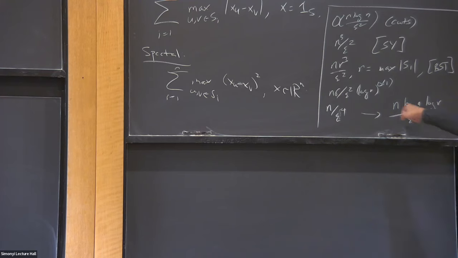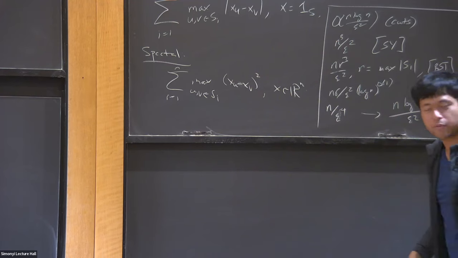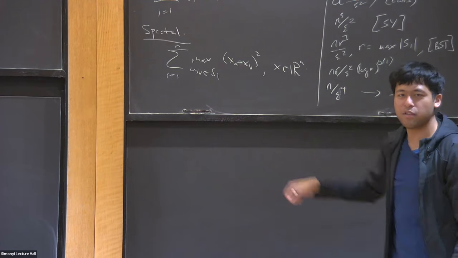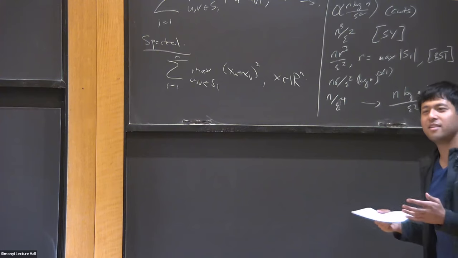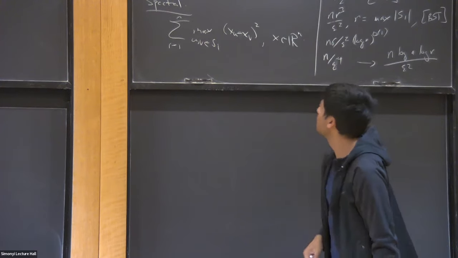So even for these more complicated things, you can still get size n over epsilon squared up to logarithmic factors. Notice that this completely generalizes all the graph sparsification stuff I just talked about, because I could just let the set Si be of size one or size two, I guess.